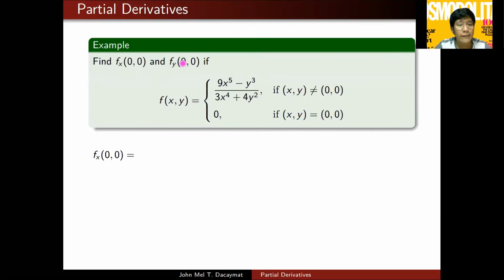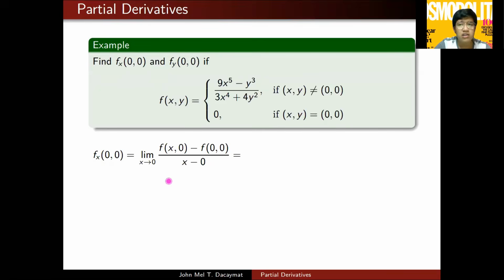Okay? So, kapag kinuha ko si f sub x, gagamit po ako ng limit definition. Pero ang gamit na natin yung limit definition na isa, yung f sub x of a, b. So, this is f of x, b minus f of a, b over x minus a, with a being 0 and b being 0 as well in this given. Okay?